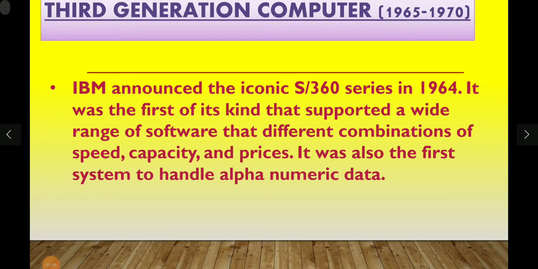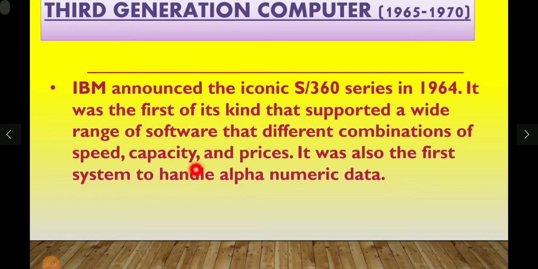IBM announced the iconic S360 series in 1964. You should remember this name. From this, the third generation of computers started, and it was the first of its kind that supported a wide range of software with different combinations of speed, capacity, and prices. The whole shape and functions of computing was changed by this third generation.